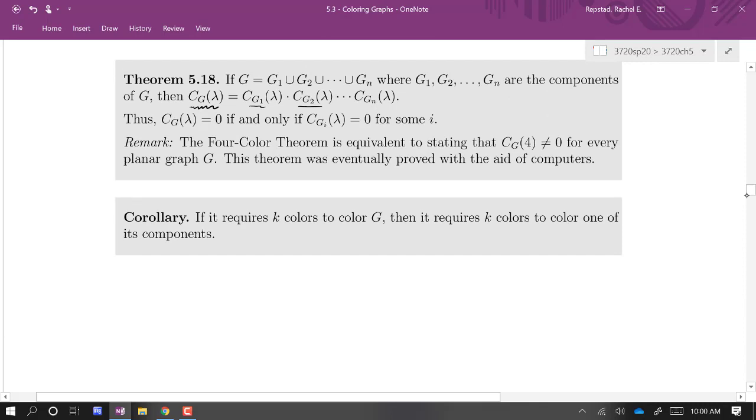And then just a corollary here, if it requires k colors to color G, then that means it must require k colors to color one of its components. It's sort of like a weakest link, like however many colors you need to color one of the components, you need at least that many colors to color the graph itself.